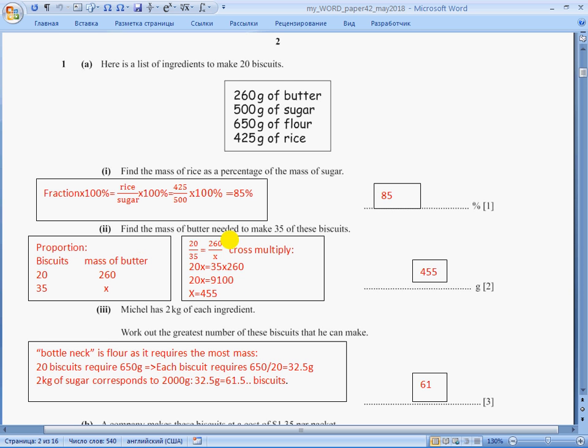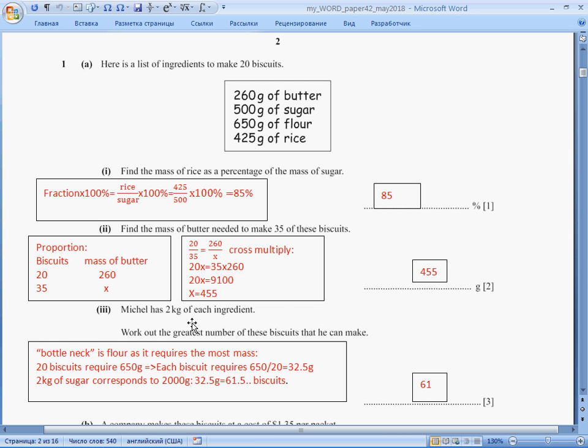Find the mass of butter needed to make 35 of these biscuits. So one of the methods, we make table for biscuits for mass of butter. 20 biscuits corresponds to 260 grams. 35 biscuits corresponds to x grams. So we make proportion, we cross multiply, so 20 times x, 35 times 260, and we find x is 455 grams.